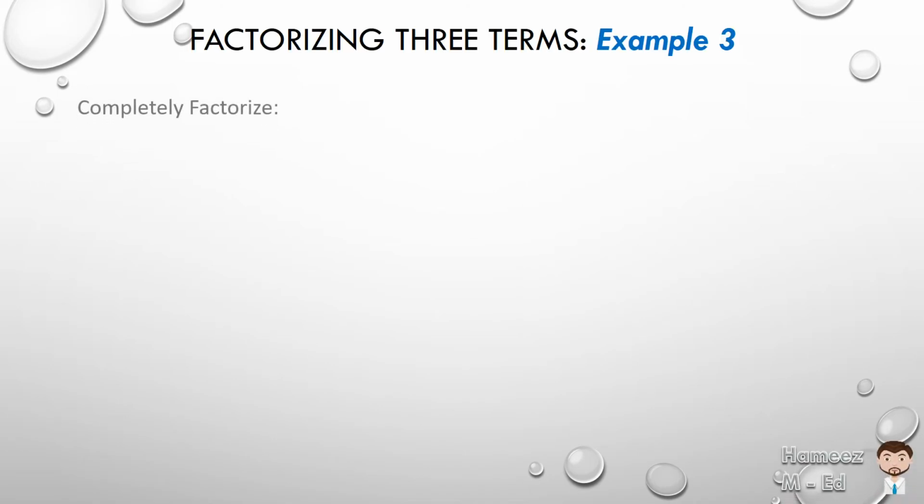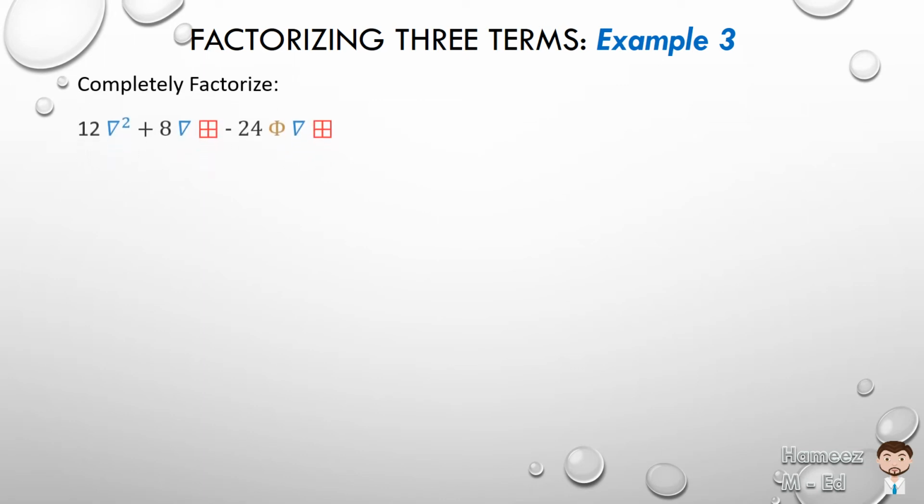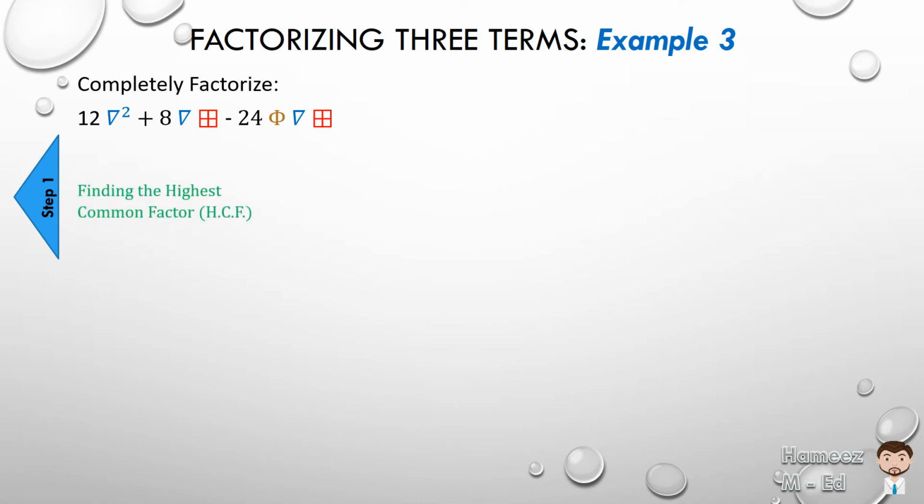So let's look at the question here. 12 triangle squared plus 8 triangle window minus 24 circle triangle window. We try to use these shapes rather than letters, which may confuse some of us. Now, step 1 would be to take all of the terms and find the highest common factor.